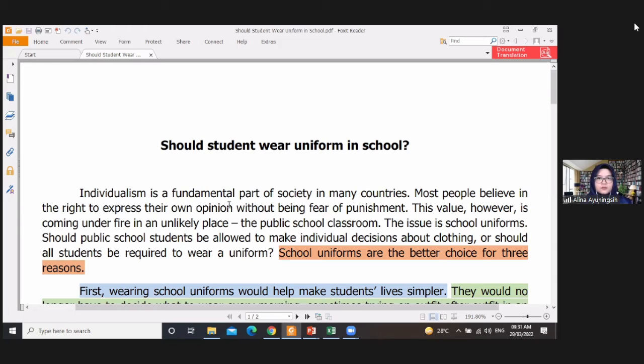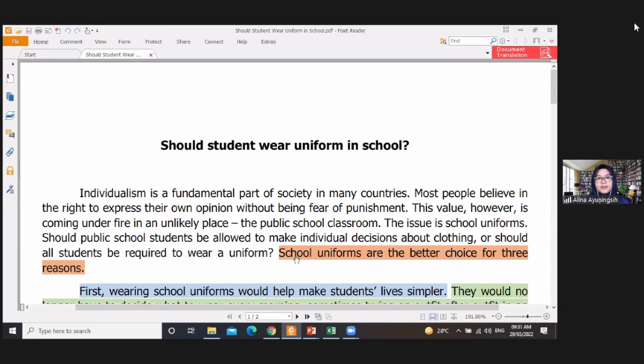So individualism is a fundamental part of society. In many countries, most people believe in the right to express their own opinion without being fear of punishment. This value, however, is coming under fire in an unlikely place. The public school classroom. The issue is school uniforms. Should public school students be allowed to make individual decision about clothing, or should all students be required to wear a uniform? That is the background information about the topic.